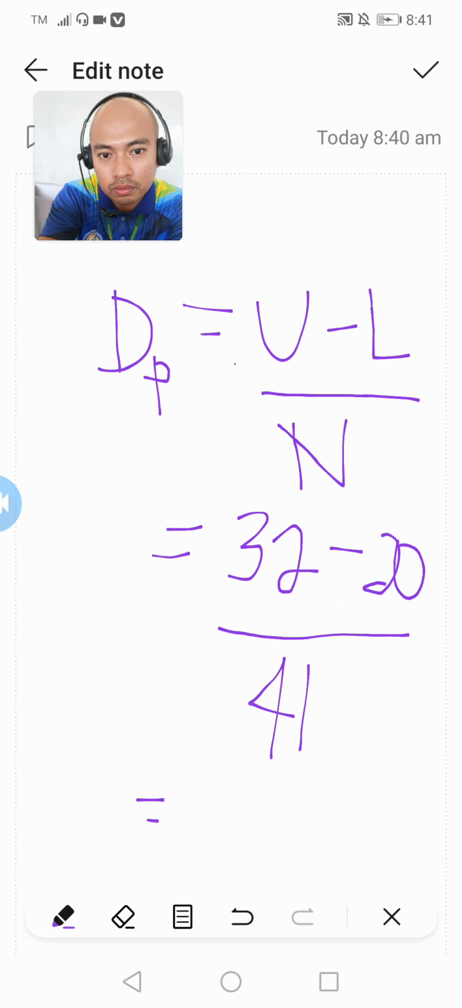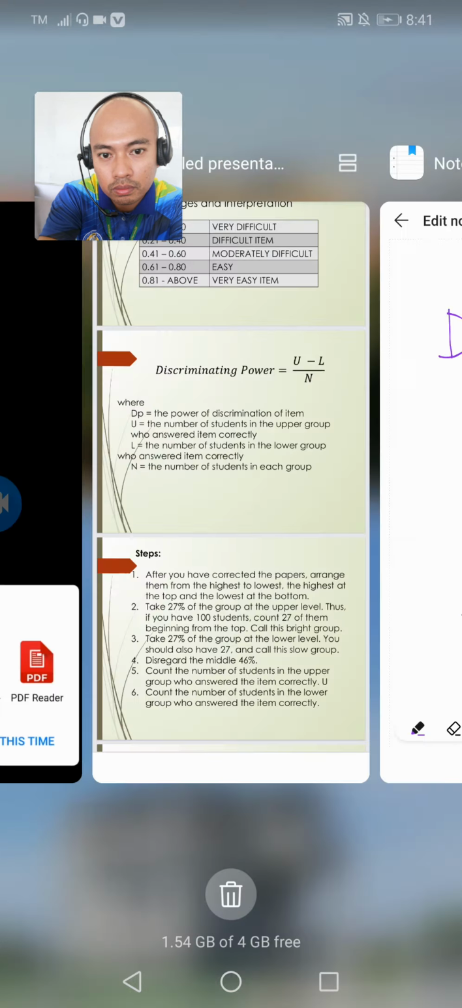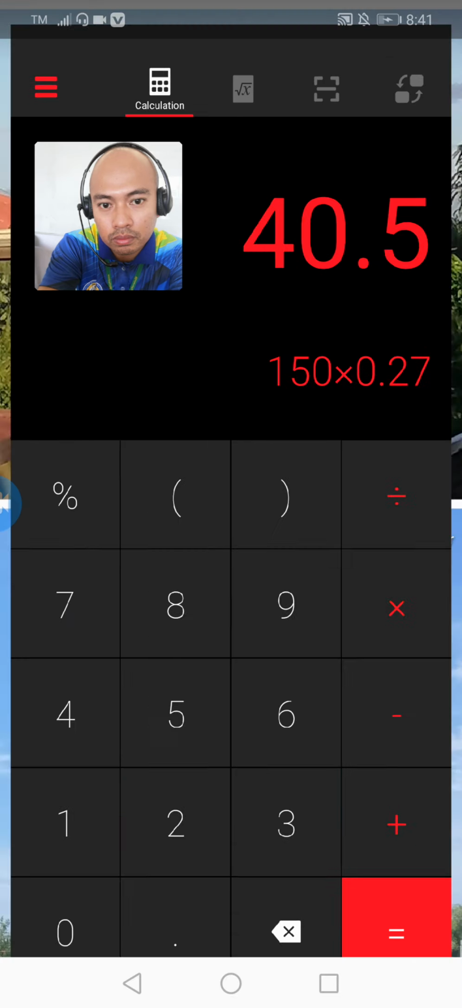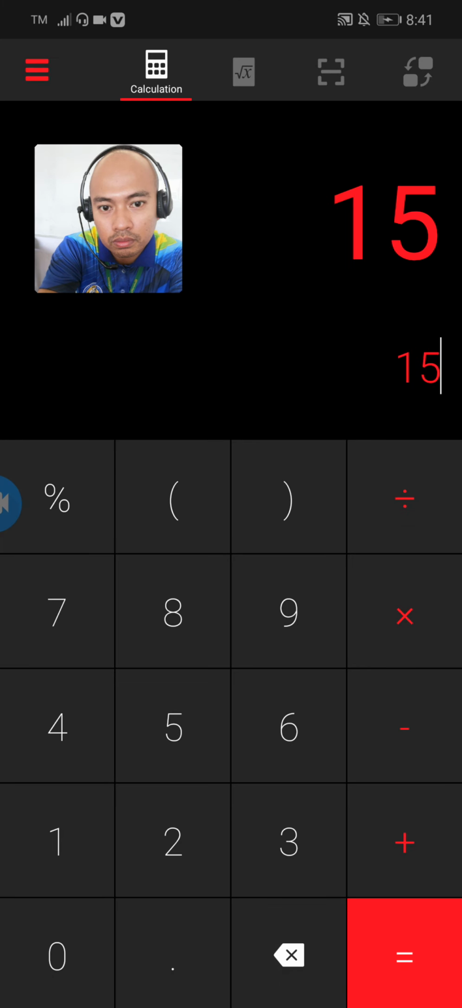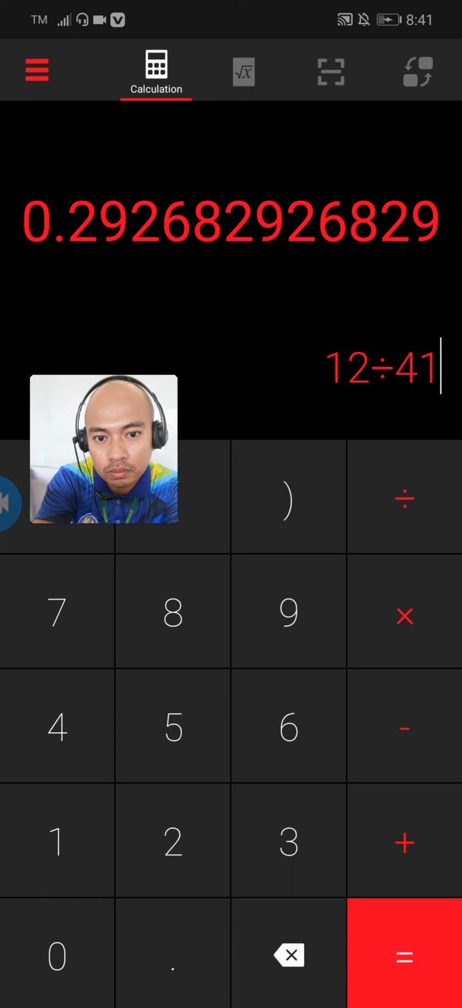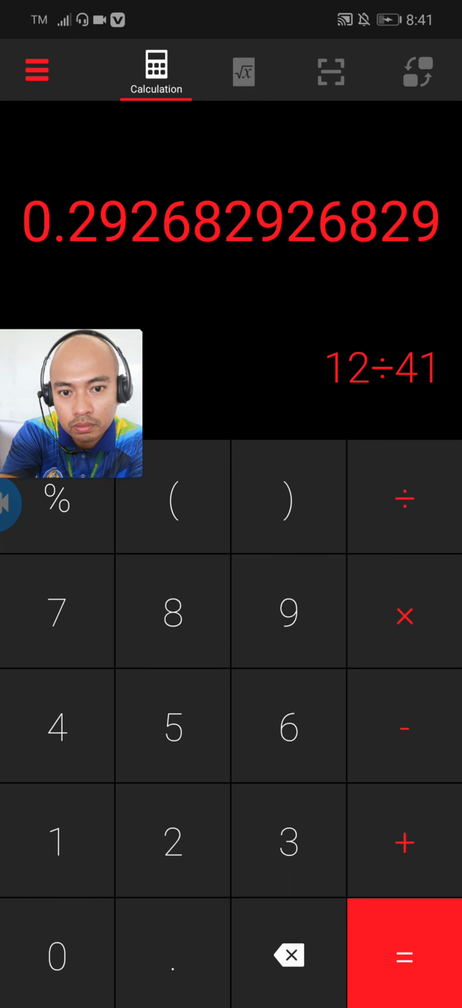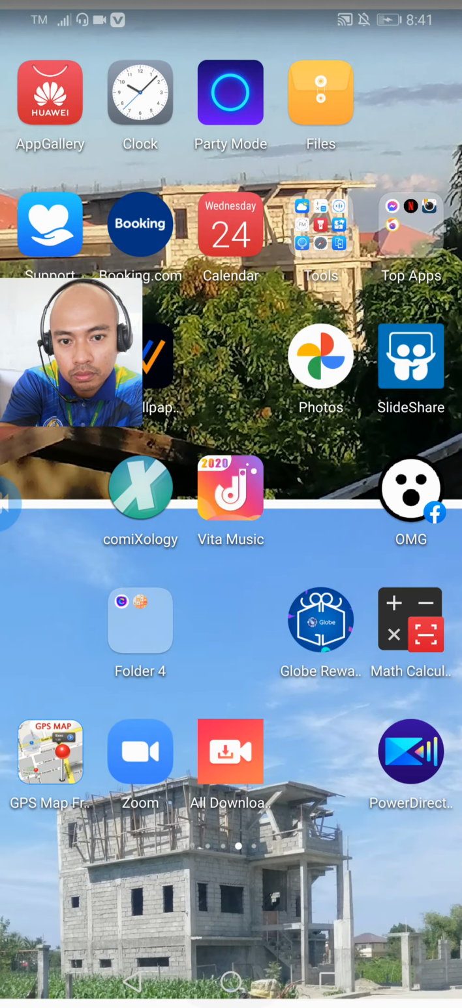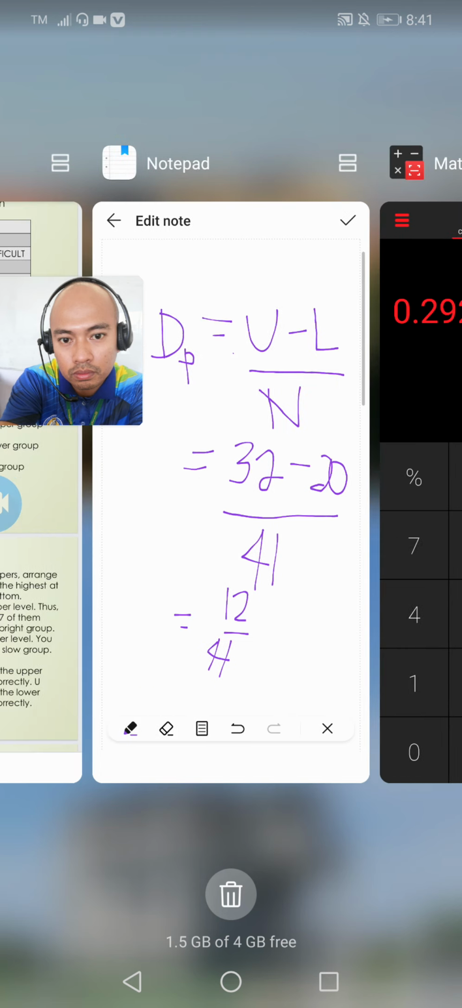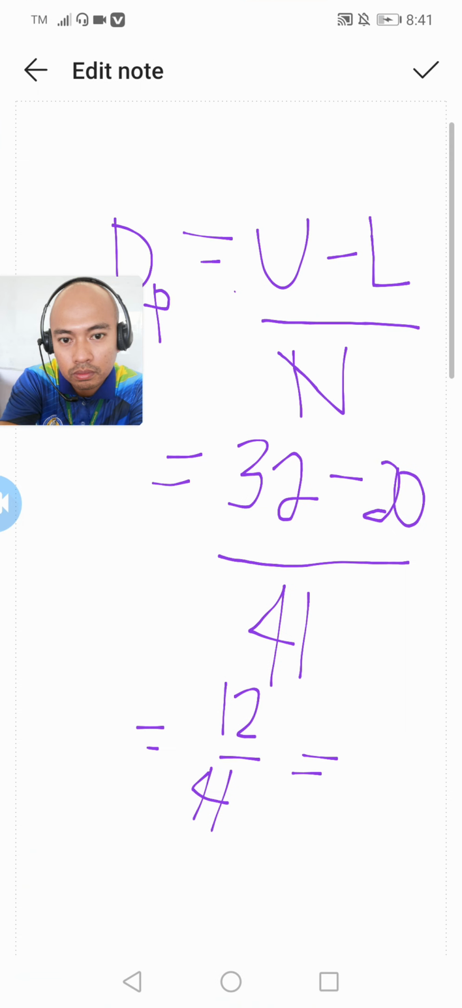So what is 32 minus 20? That is equal to 12. 12 over 41. So what is 12 over 41? Let's go back to our calculator. 12 over 41. 12 divided by 41 is equal to 0.29. Alright? So we have 0.29 as the discriminating power of this particular item.